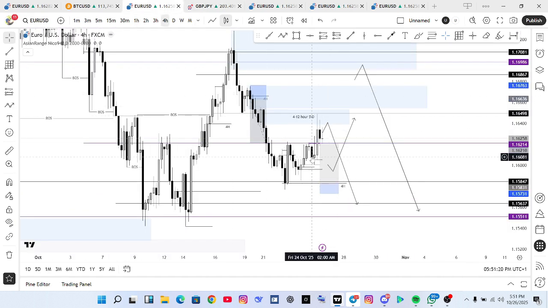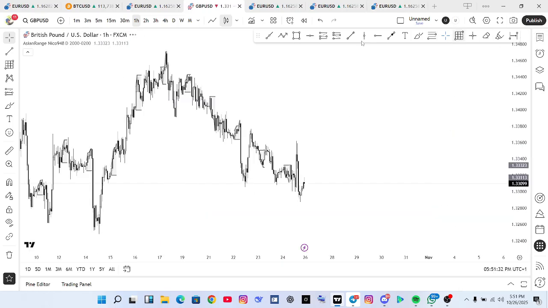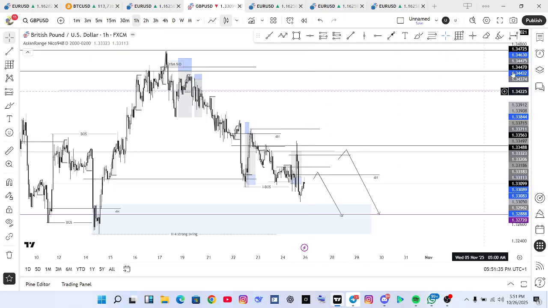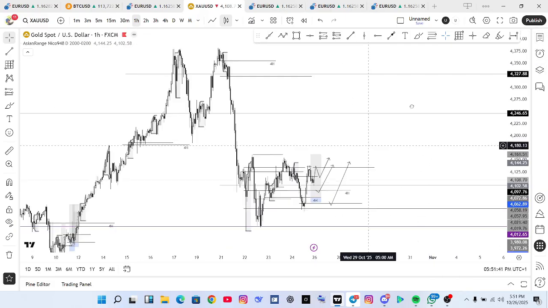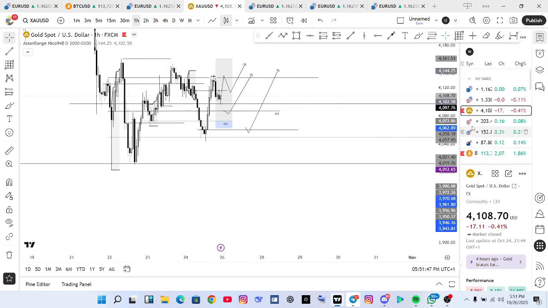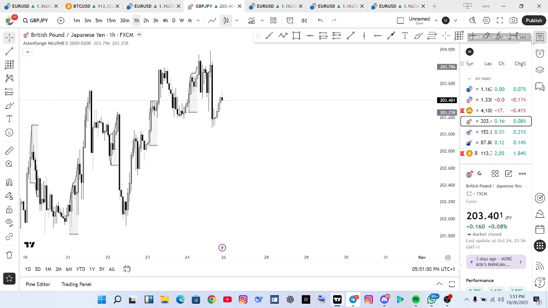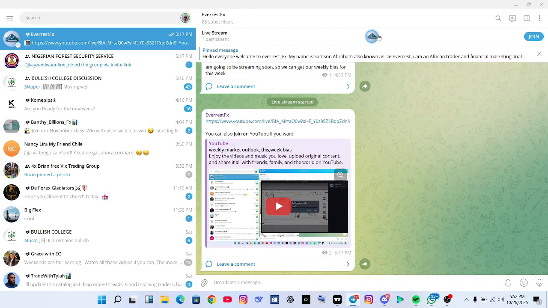For Euro USD, I'm really expecting buys, but price can sell first before buying. For GBP USD, I'm expecting sells. For gold, XAU USD, I'm expecting buys this week. And for GBP JPY, I'm also expecting buys this week. So I hope there's no question.